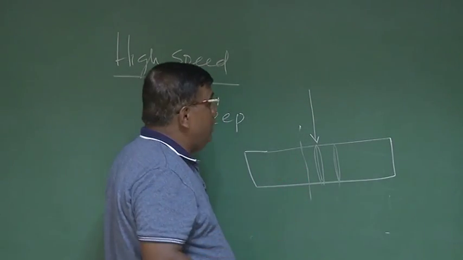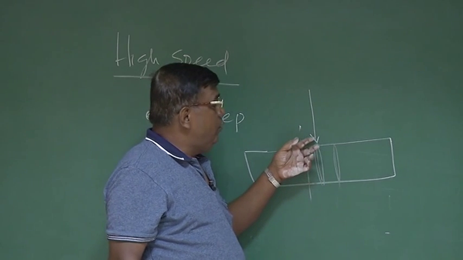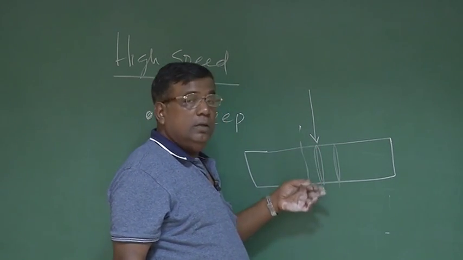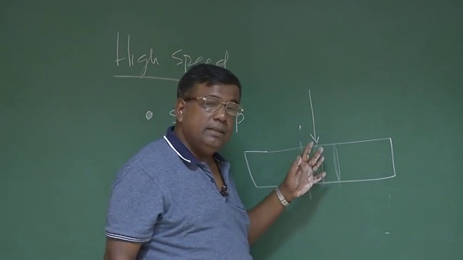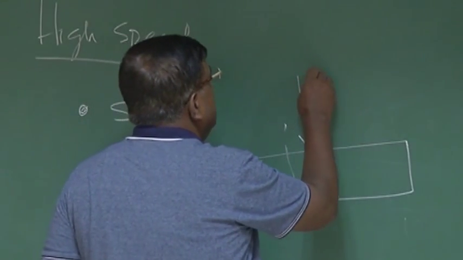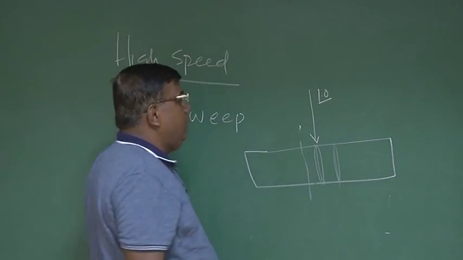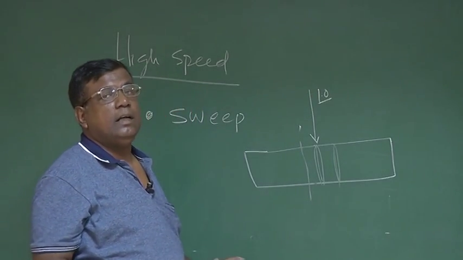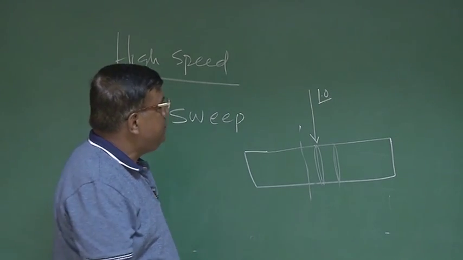We all understand the aerodynamic characteristics over the wing are decided by the flow along the chord, primarily the flow normal to the leading edge. So now if it is 1 Mach, theoretically speaking, then this is also 1 Mach, so already supersonic. Transonic and supersonic, they go close.